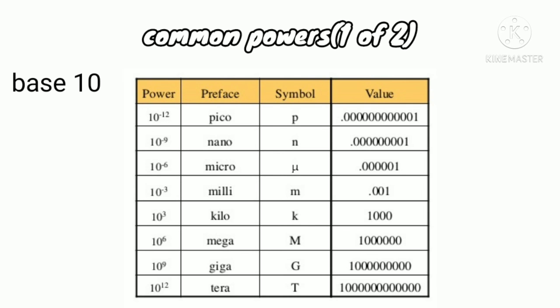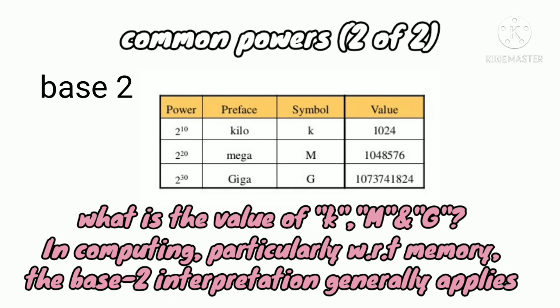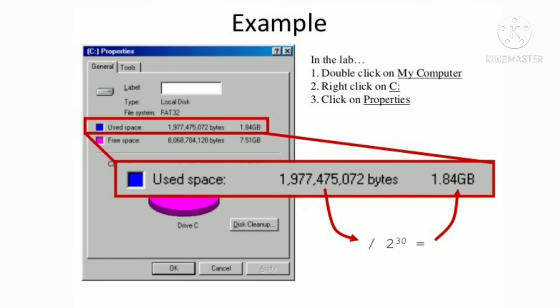In this table, common powers are shown with base 10. In this table, common powers are shown with base 2. What is the value of K, M and G? In computing, particularly with respect to memory, the base 2 interpretation generally applies. This is the one last example.